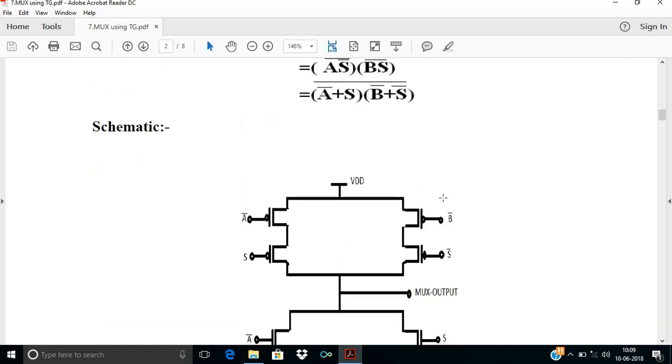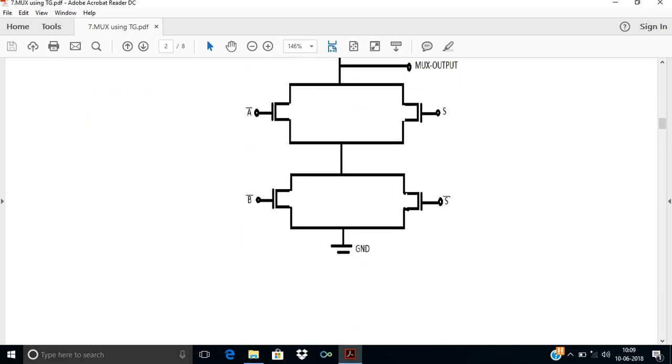If we implement this circuit, in the pull down network two NMOS are connected in parallel, having gates A bar and S. Again two NMOS are connected in parallel having gates B bar and S bar, and both groups are connected in series. Here you can view.